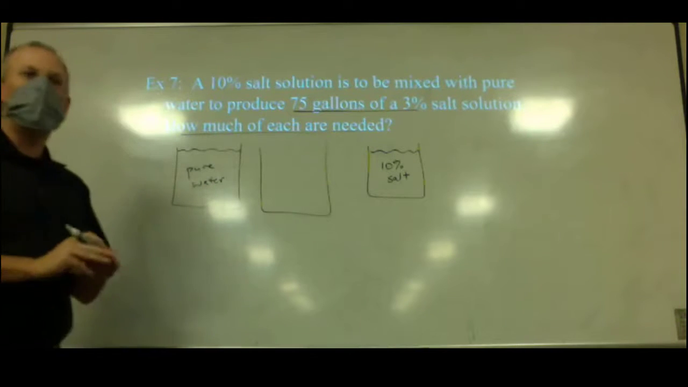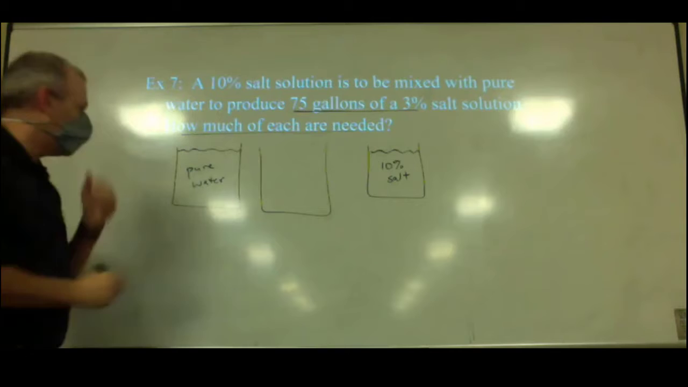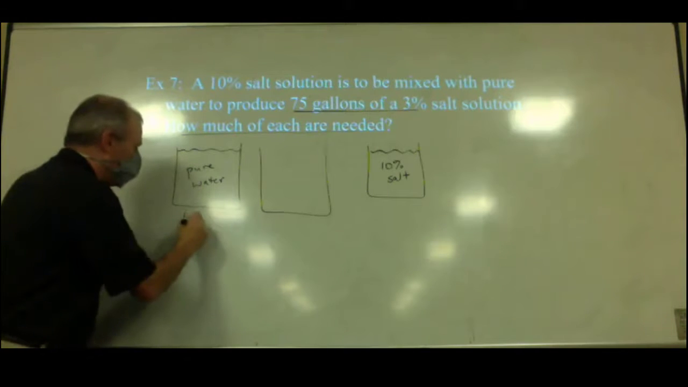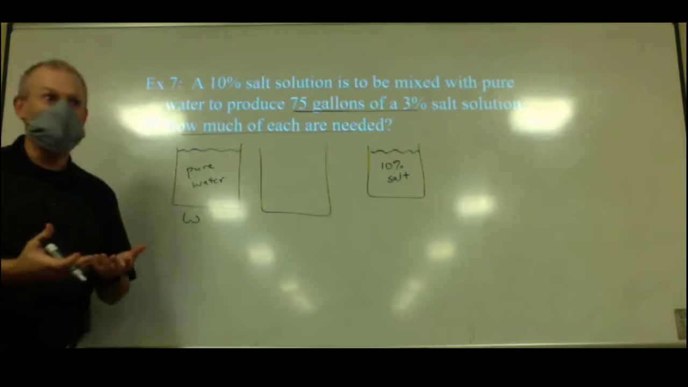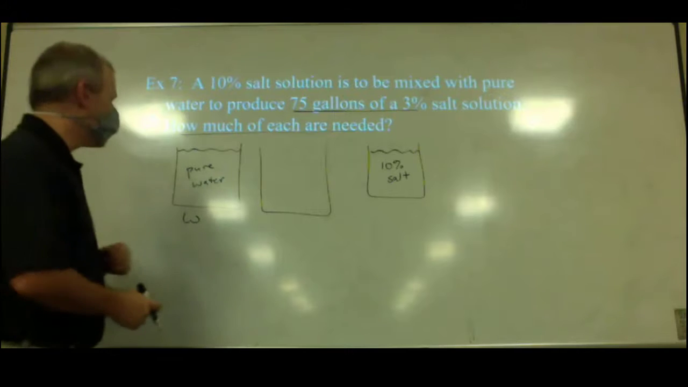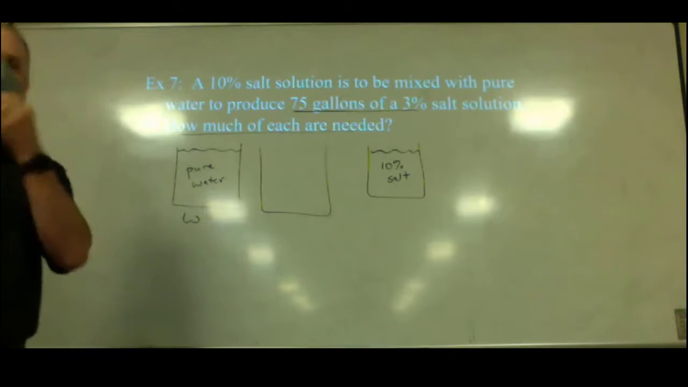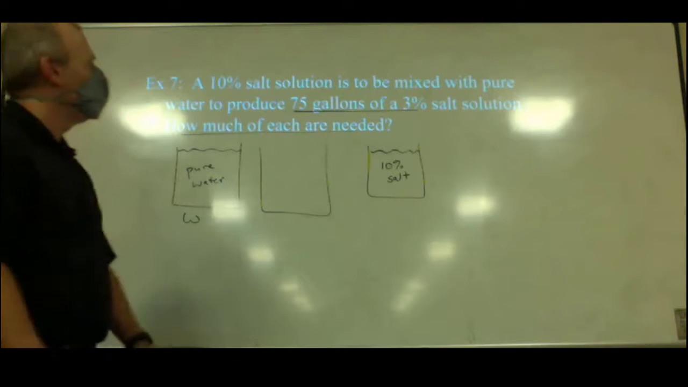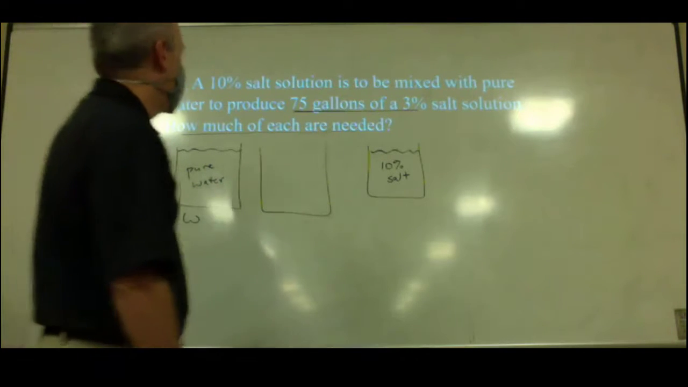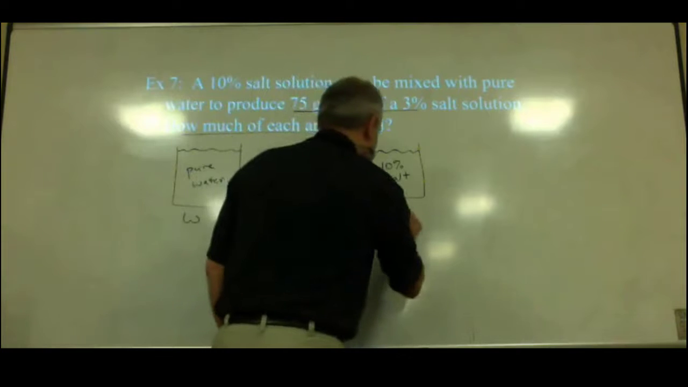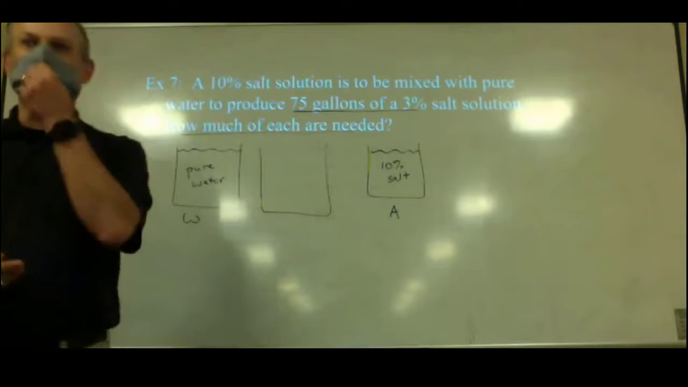And salt. So G. Water and the salt solution. So let's let W equal the amount of water, right? And let's let this one just be, I don't like to use S's because they look like 5s. So I'm not going to use S. Let's use, I don't know, something else. A. A is going to represent the amount of the salt solution.